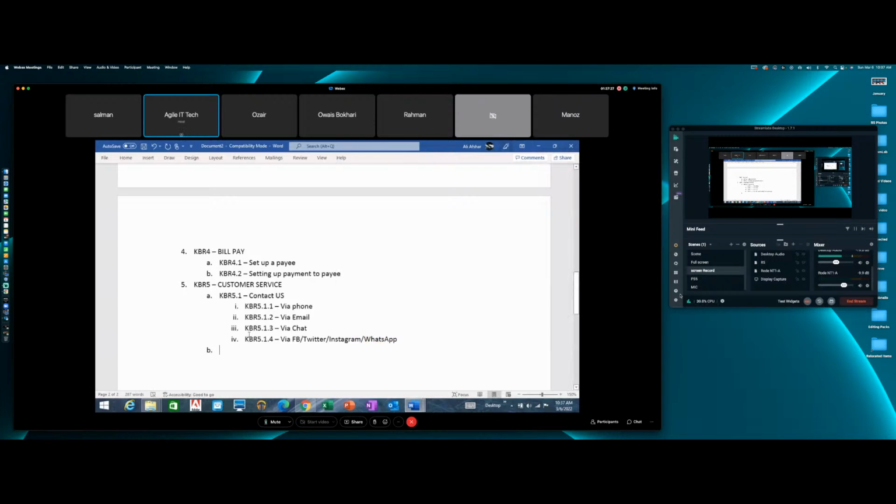Also, under contact us, other things could be, you know, an international number. What do you mean, international number? Like if you're foreign or you're outside of the US or any other country. Okay, that's calling via phone though, right? Under via phone, it will list all the countries, right? You're talking about different ways to contact, where it's via phone, right?